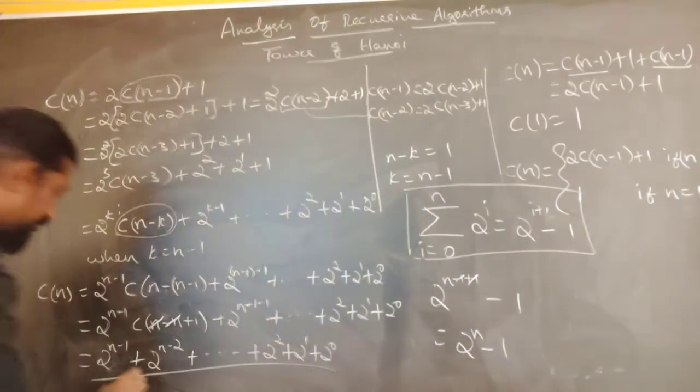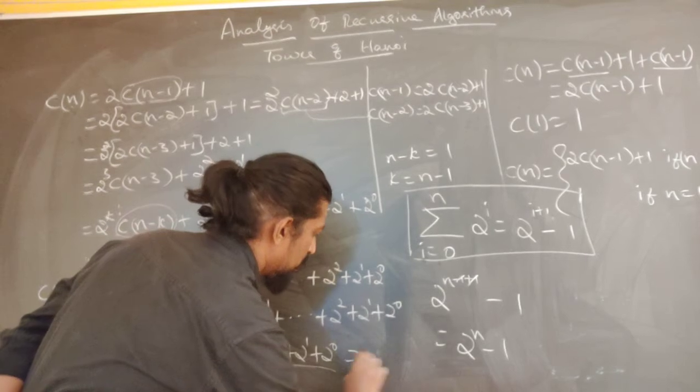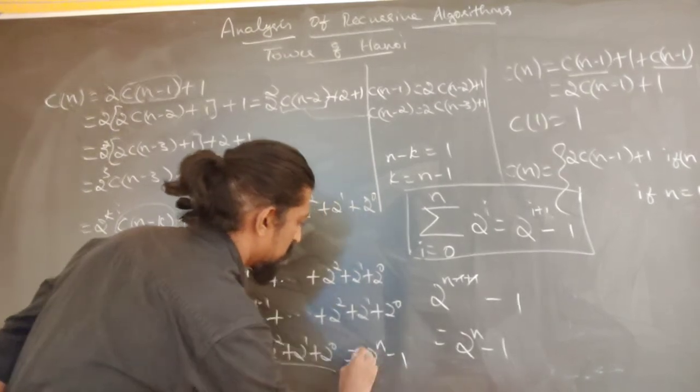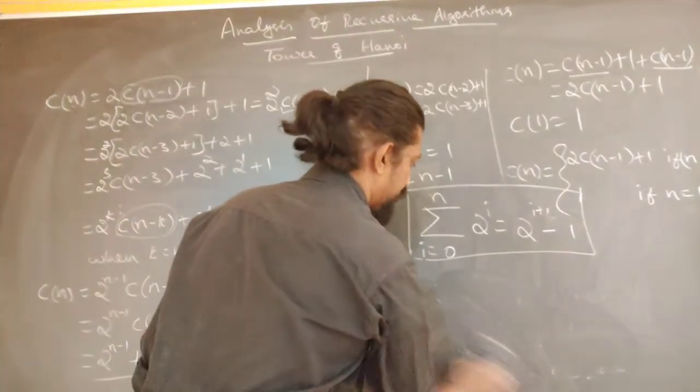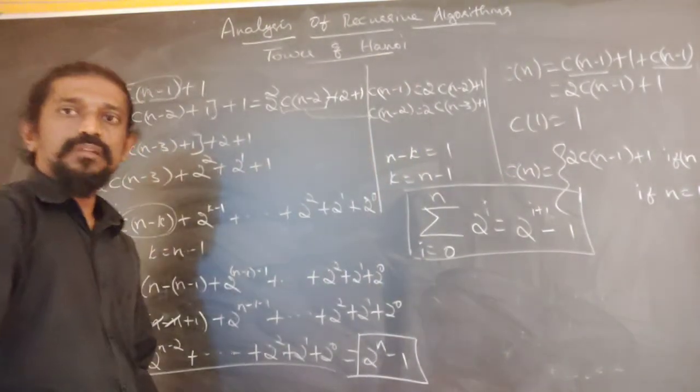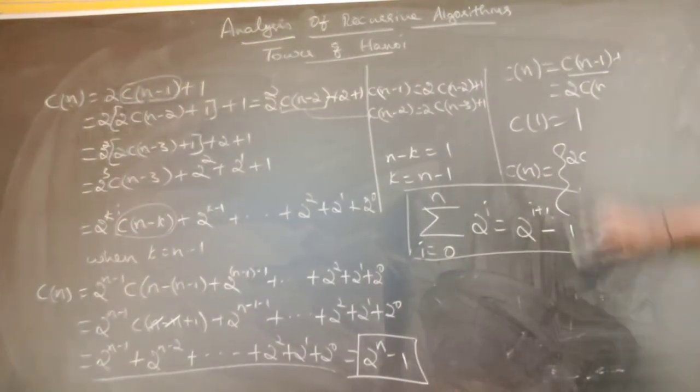This is 2 to the power of n minus 1. So this is the efficiency of the Tower of Hanoi algorithm, 2 to the power of n minus 1. So we can see that it is an exponential algorithm.